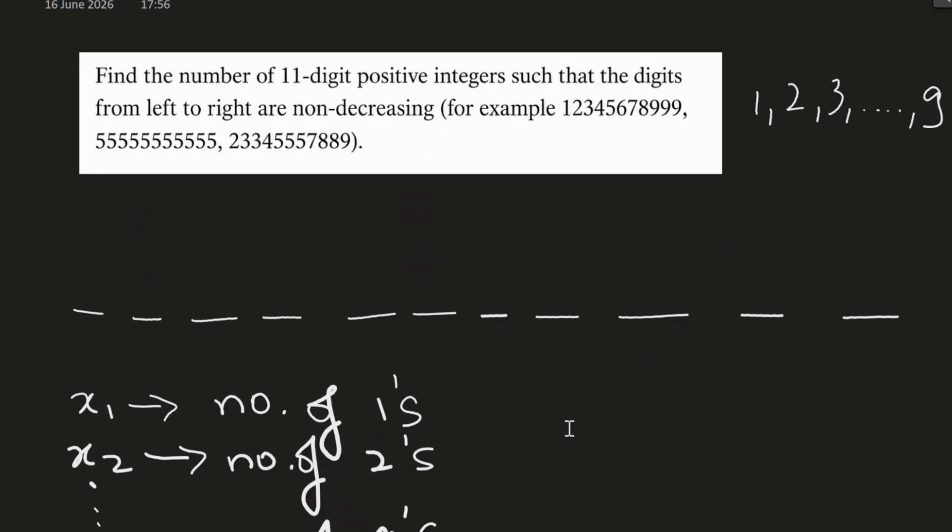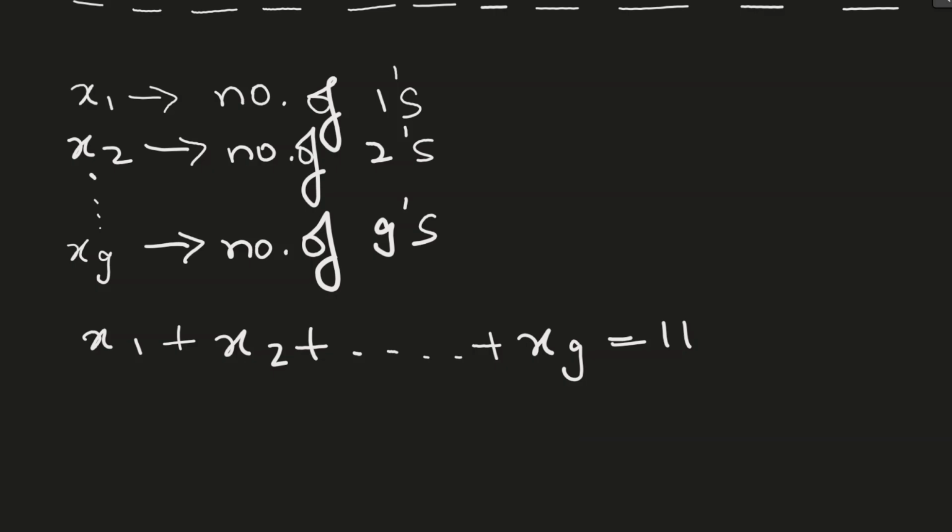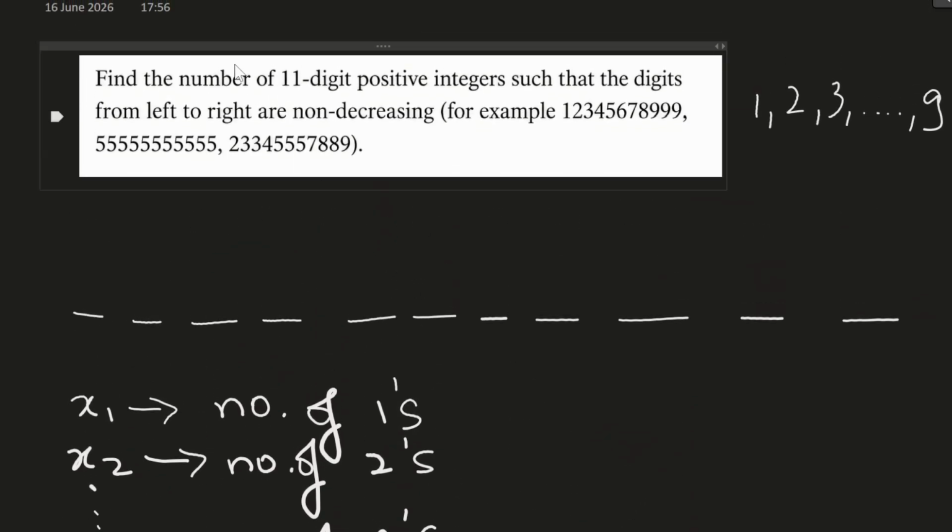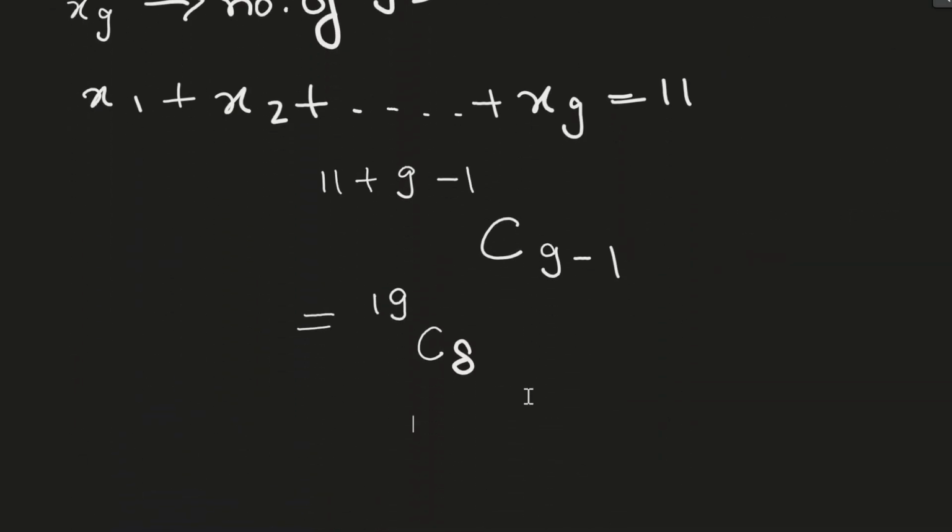And now the number of ways of satisfying this equation, as we saw in the formula, is n plus r minus 1 choose r minus 1. So 11 plus 9 minus 1, choose 9 minus 1, which is nothing but 19 choose 8. Now this is just the selections of the numbers that we have made. Look at the question. It says the number of 11-digit positive integers. We need to find all the numbers. So we might have to even arrange the numbers.